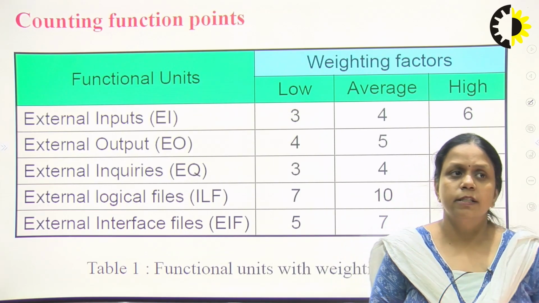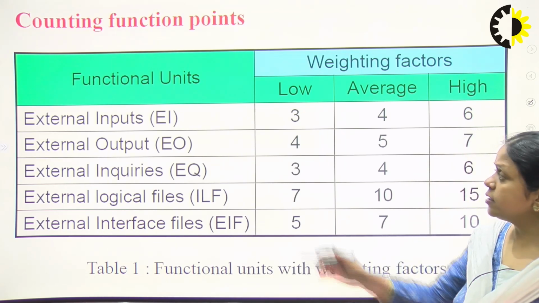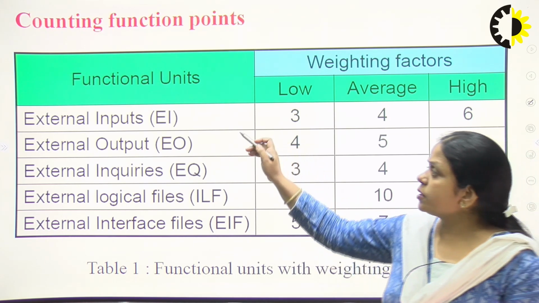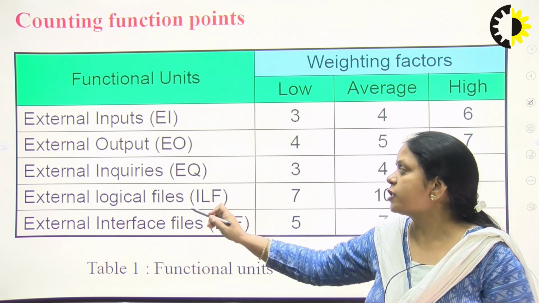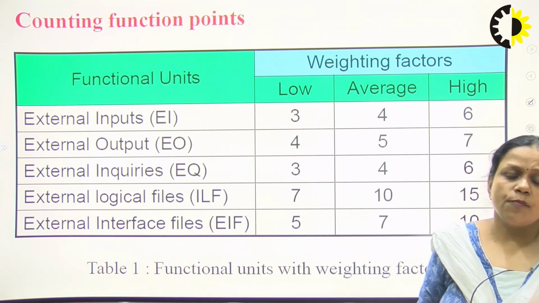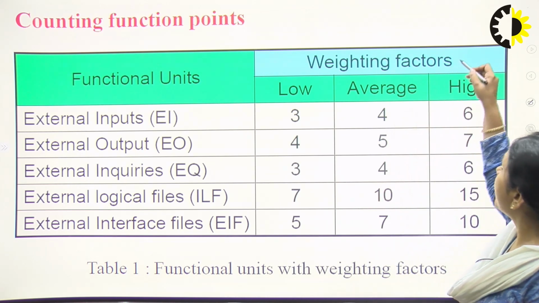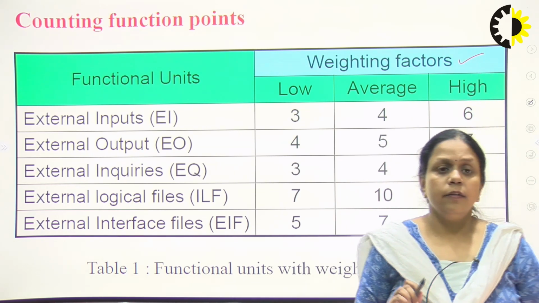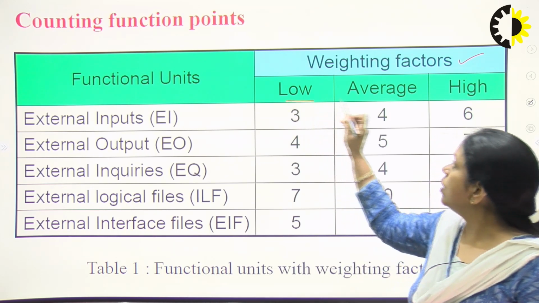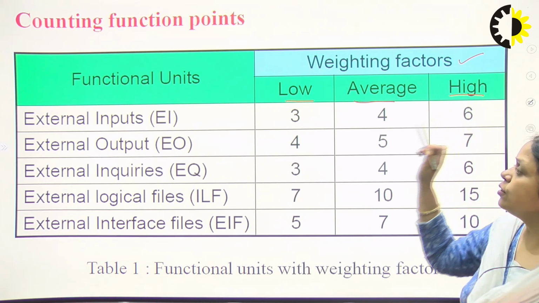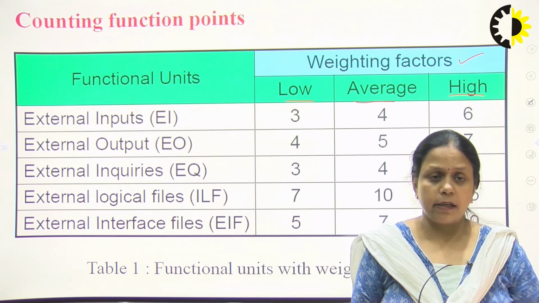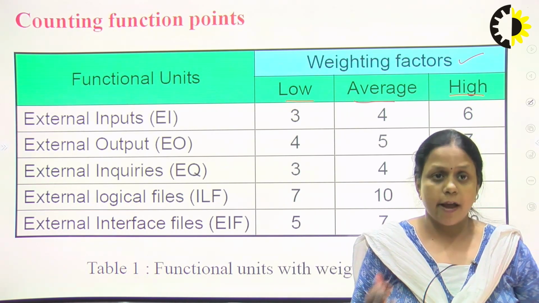Now, this is how we can calculate function point. These are all the major factors which we have discussed earlier: external inputs, external outputs, external inquiries, external logical files, and external interface files. But the most important thing here is the weighting factor. We should understand that there are three categories of weighting factor. The first one is low, then average, and high. So, these values can lie in these three categories. It can be low, it can be average, it can be high.